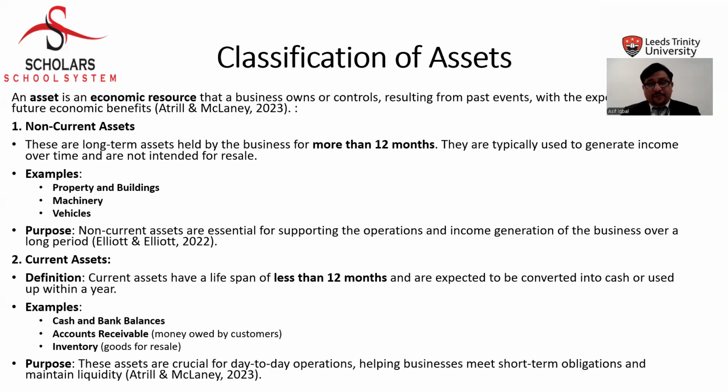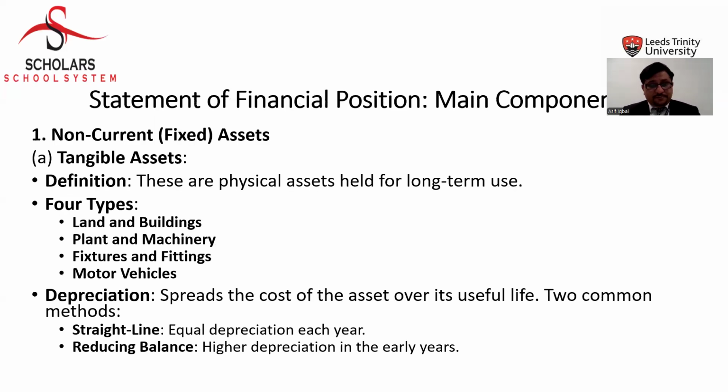Non-current assets are those which are held by the business for more than 12 months, which include property, buildings, machinery, vehicles, and these non-current assets support the business operations and generate income over a long time. While on the other side, current assets are used within 12 months and are expected to convert into cash within a year. The examples of current assets include cash and bank balance, accounts receivable, inventories, and these current assets are crucial for day-to-day operations to meet short-term obligations and maintain liquidity.